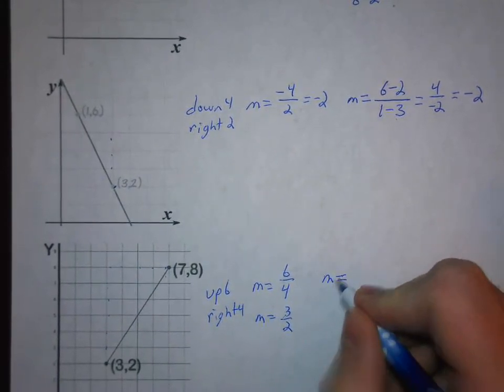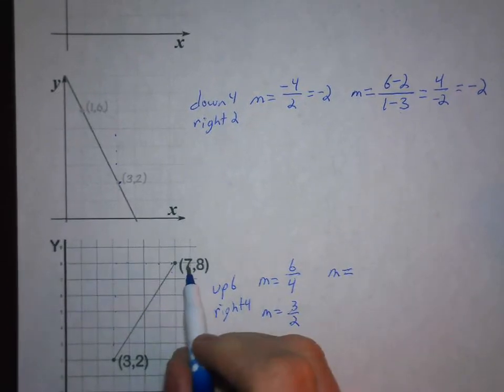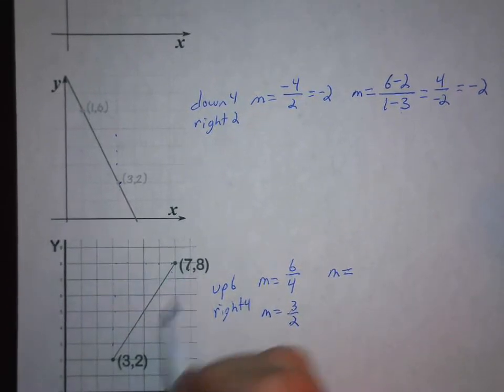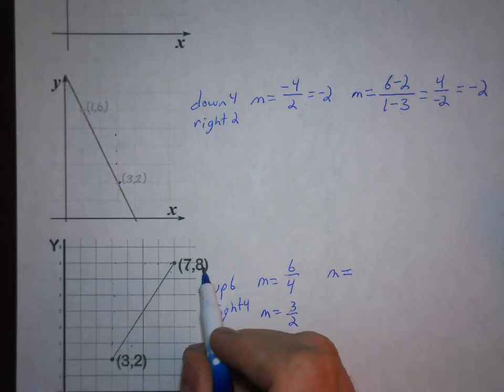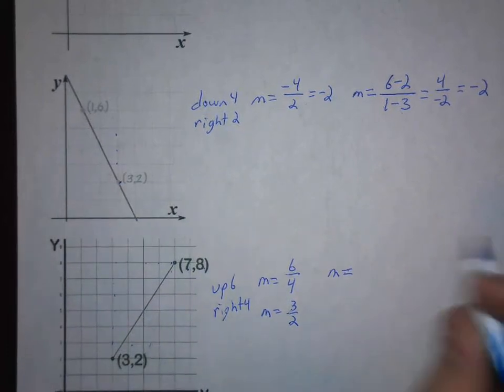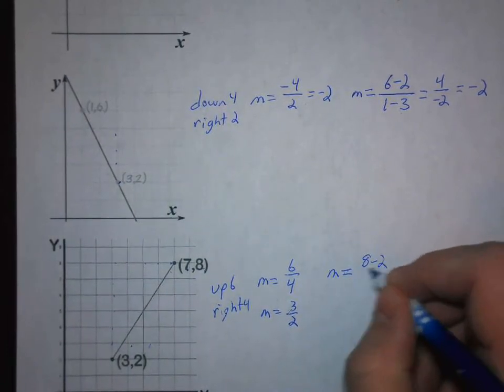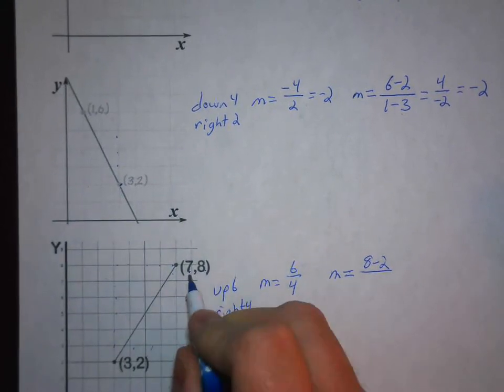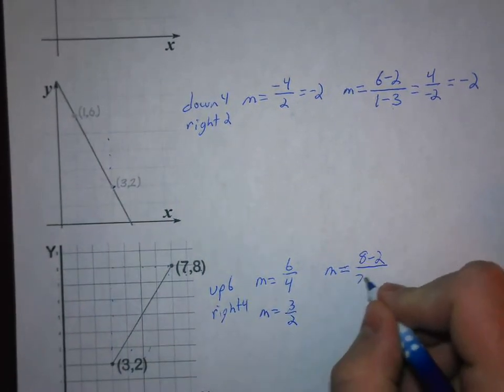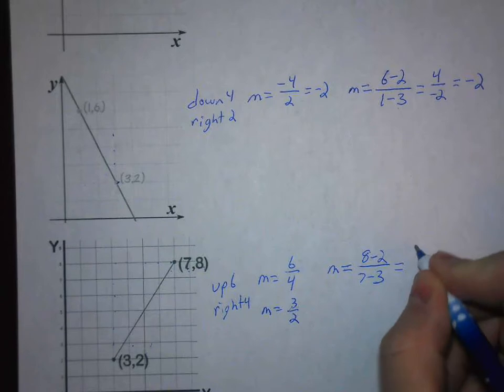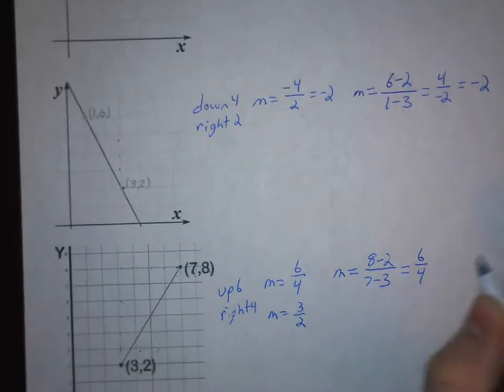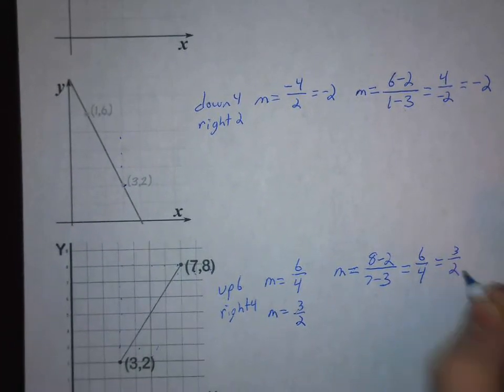If I use the slope formula, I could start at (7, 8). And to get to (3, 2), we have to go 8 minus 2, and 7 subtract 3. So that'll give me 6 over 4, which again reduces to 3 over 2.